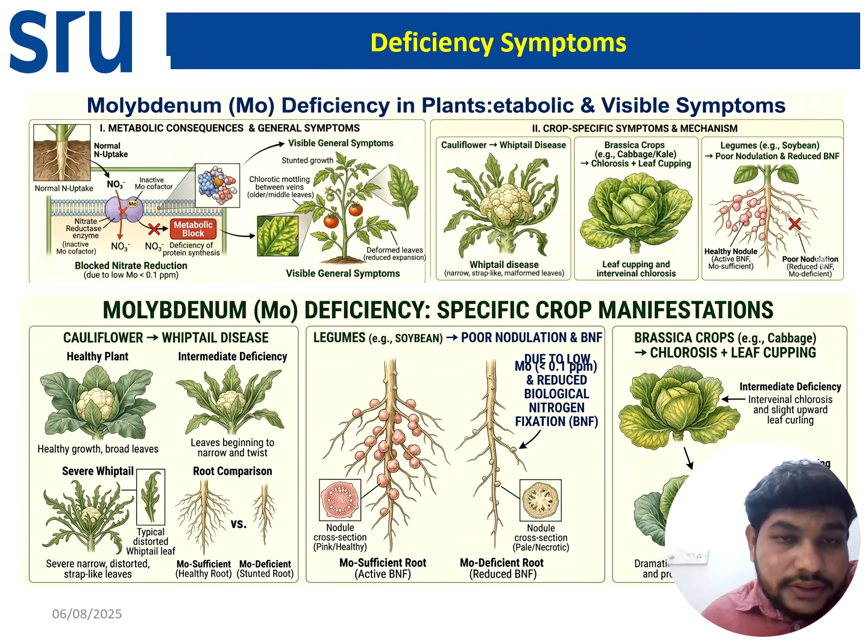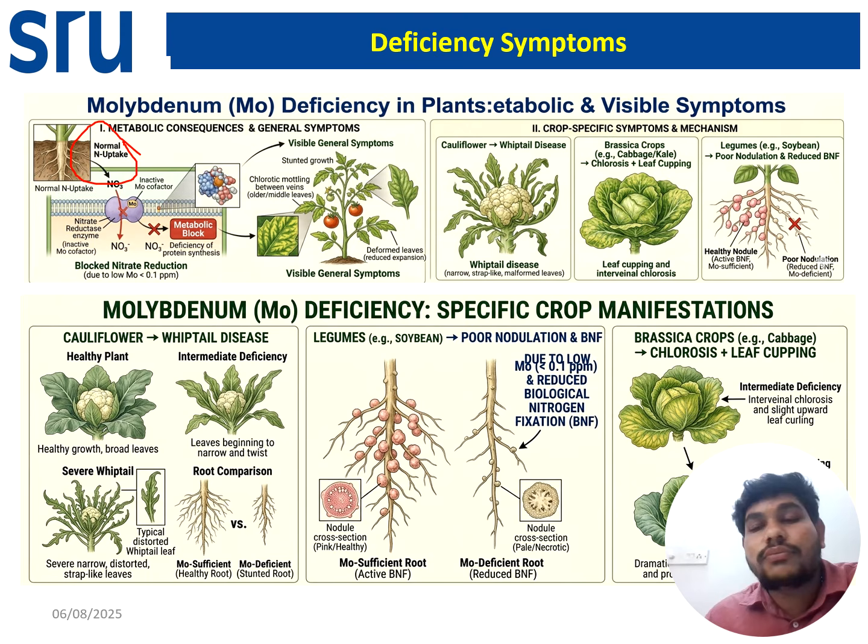Here you see the uptake of nitrogen in the plant, or we can say the use of nitrogen by the plant, depends on molybdenum. Here we see the nitrate reductase enzyme, which is activated by molybdenum, responsible for the conversion of nitrate into NO2, then NO2 to NH4, which is then converted into amino acids and protein. So for that, molybdenum is required.